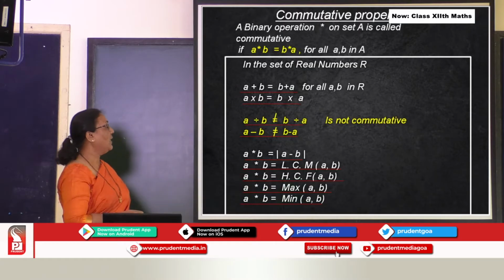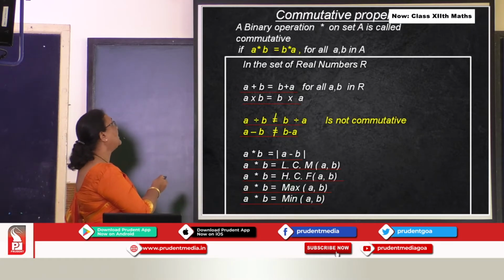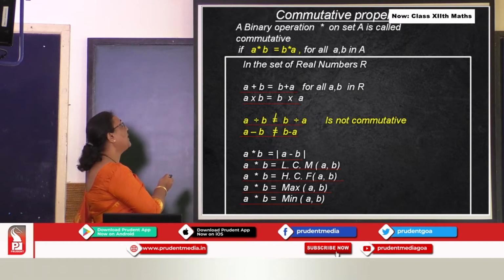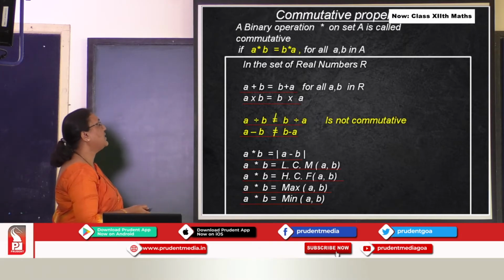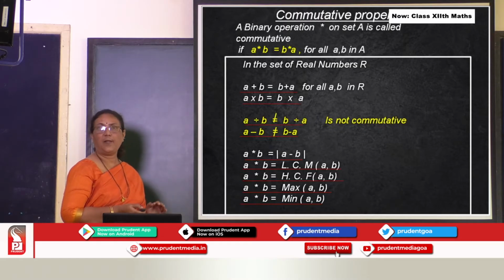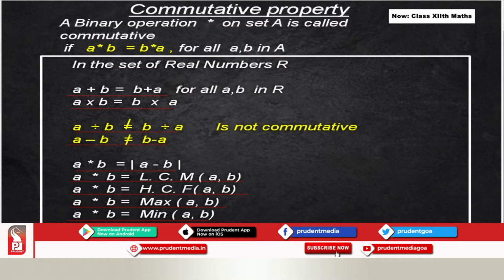A star B is the same as B star A. If you change the places, bring B here and A here, have you all seen this? A star B is the same as B star A, for all elements A and B belonging to the set A. If you write A and B, with A first and B afterwards, or B first and A afterwards, the answer comes the same, then the operation star is called commutative. This is clear to you all?